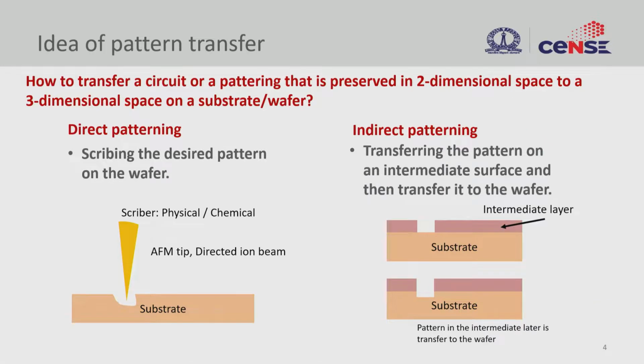So we saw the importance of pattern transfer. So now let's look at why or how this direct patterning and indirect patterning is done. How are we going to transfer a two-dimensional structure into a three-dimensional structure onto the wafer, right? When you imagine a circuit, we imagine in a two-dimensional fashion, or even we draw these structures in two dimensions. But how do we transfer this onto the wafer, which is going to be a three-dimensional feature, right?